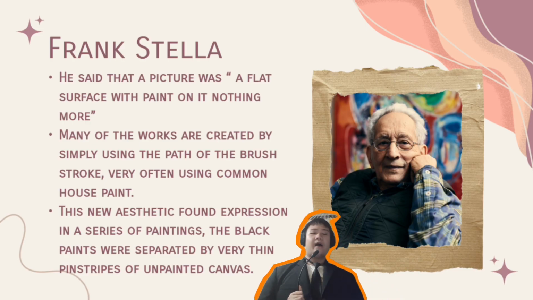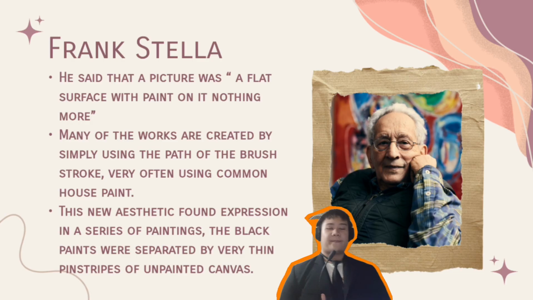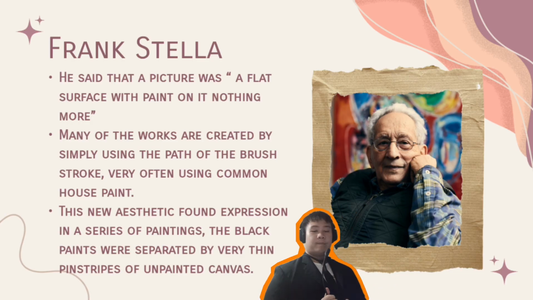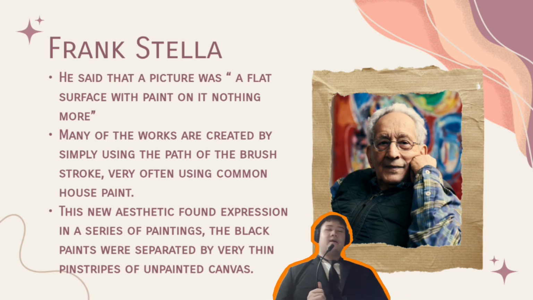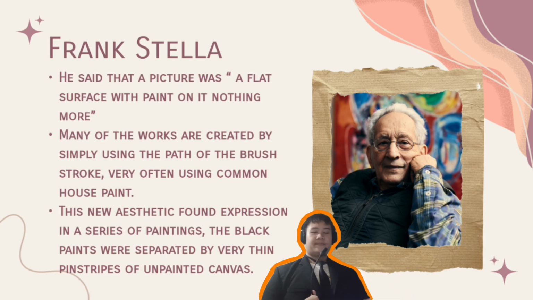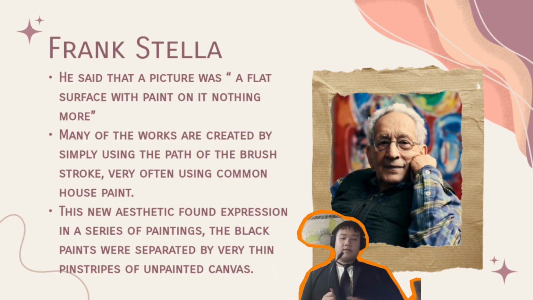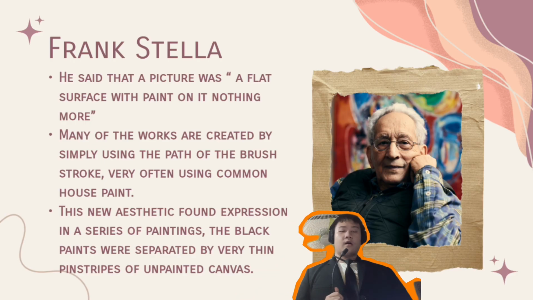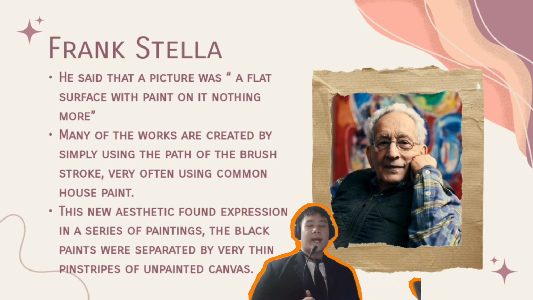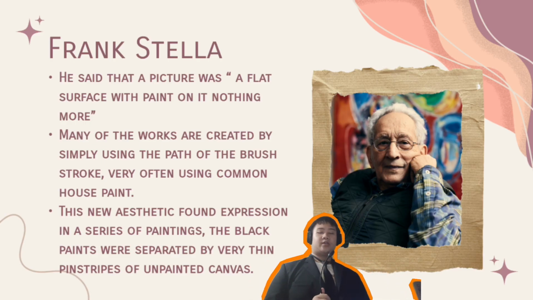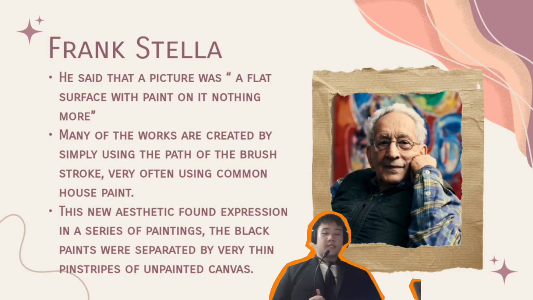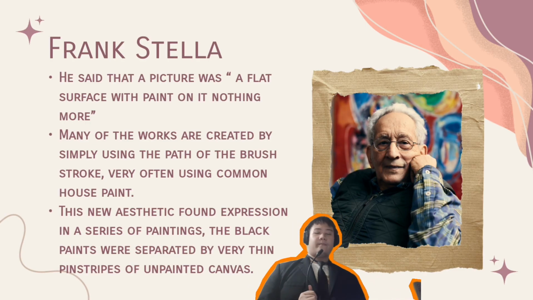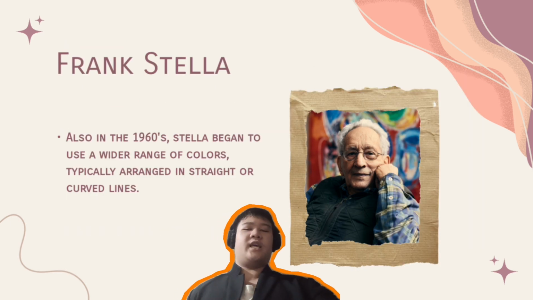This new aesthetic found expression in a series of paintings. The black paints were separated by very thin pinstripes of unpainted canvas. What this last point here might mean is that during the 1950s, he created an artwork, or multiple artworks, of black enamel paintings that featured precise, symmetrical stripes that emphasized flatness and repetition. They were made in response to abstract expressionism, as he lived by: what you see is what you see in art.